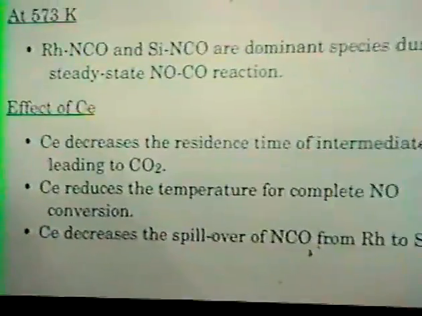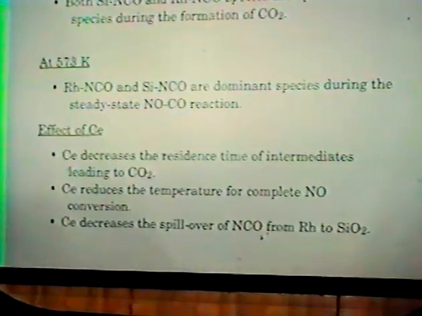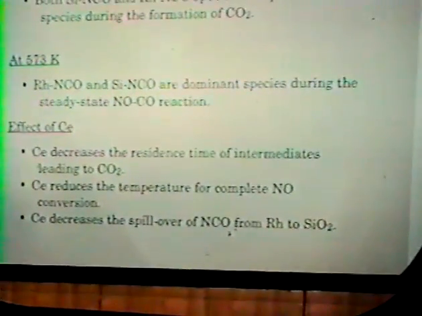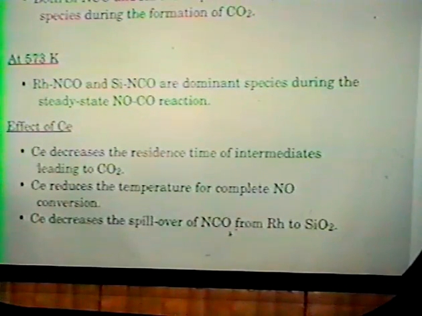at high temperature, at a temperature above 523 K. And cesium also reduced the temperature for complete NO conversion. And cesium also decreased the spillover of NCO from the loading to the silica surface. Thank you.